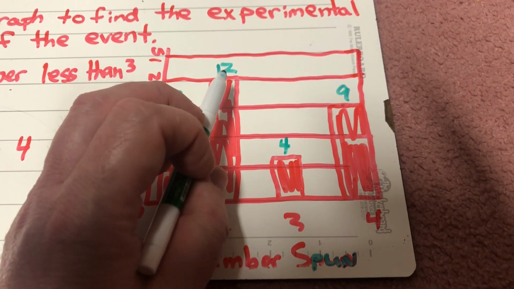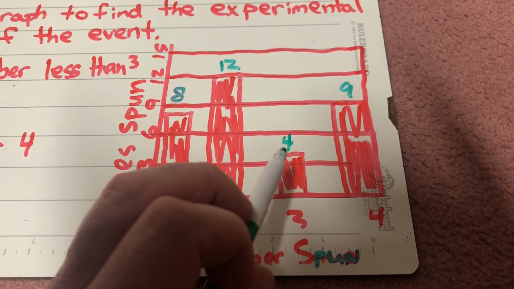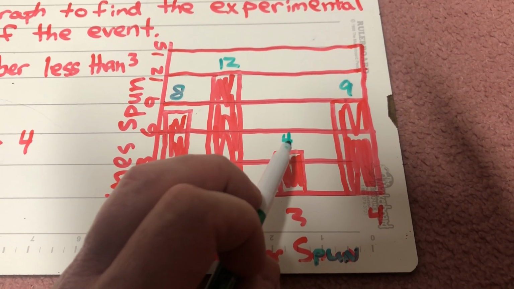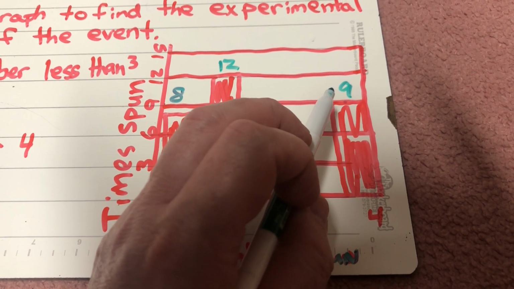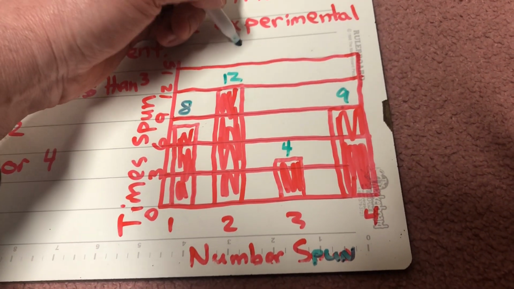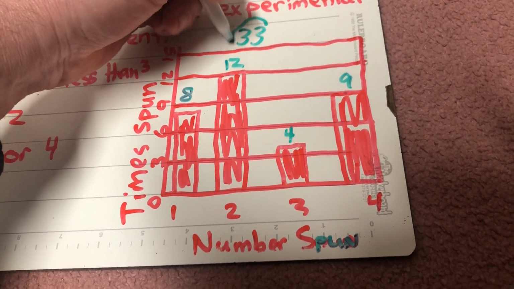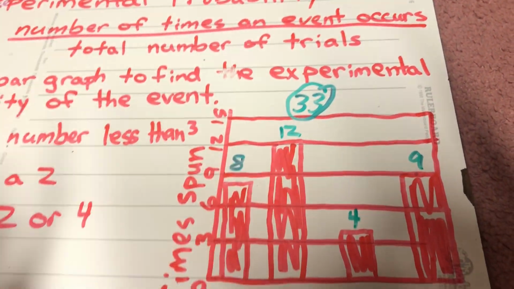8 plus 12 is 20. 20 plus 4 is 24. 24 plus 9 is 33. So let's make a note of that number, 33. That's going to be an important number because we need to know the total number of trials.